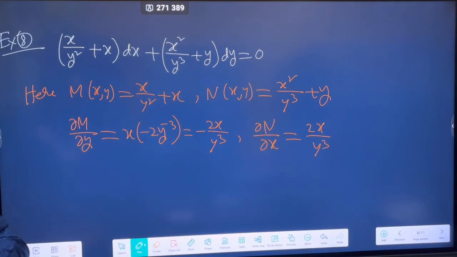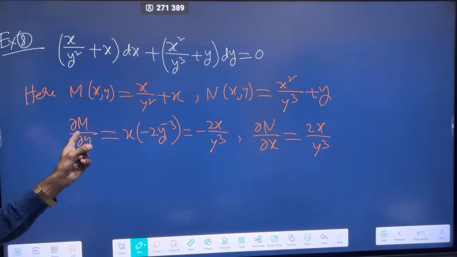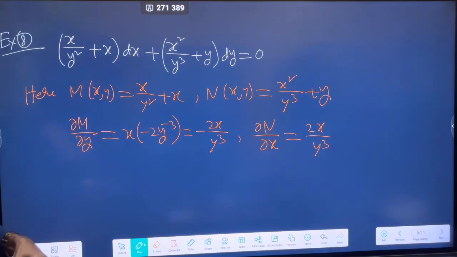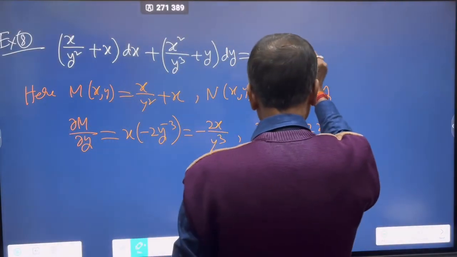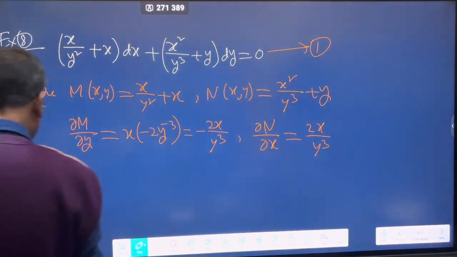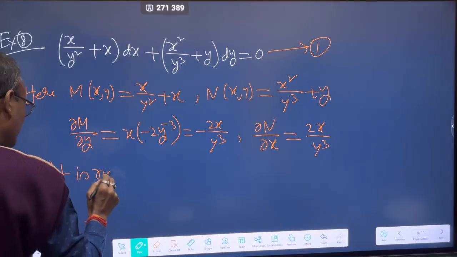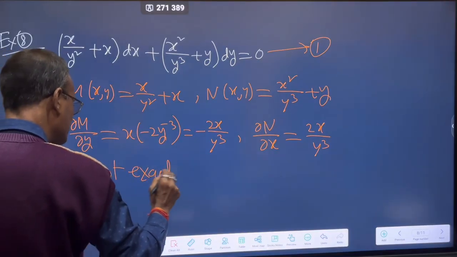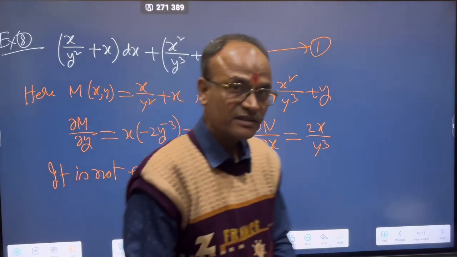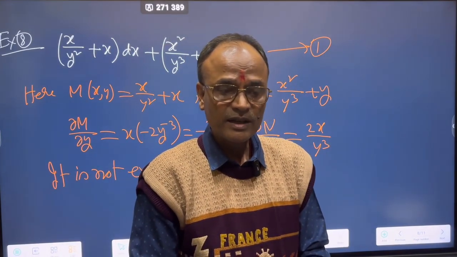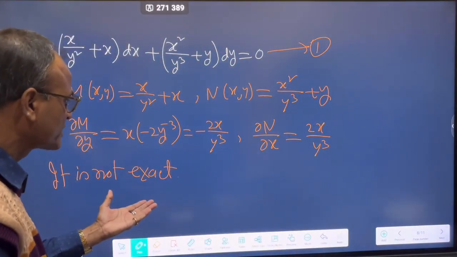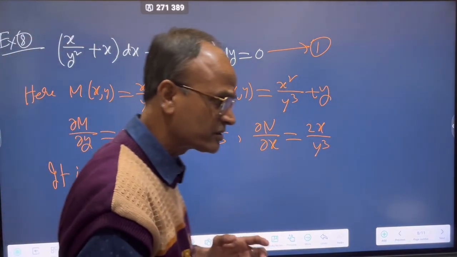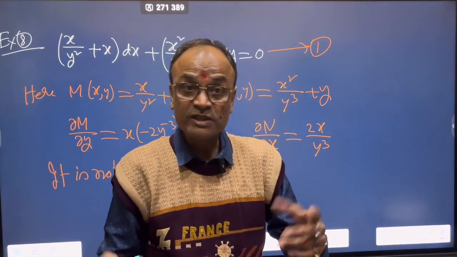Twice x by y cube. Del m by del y is this and del n by del x is this. Therefore, it is not exact. Suppose this is 1, it is not exact. Since this is not exact, we are asked to solve those equations which are exact.